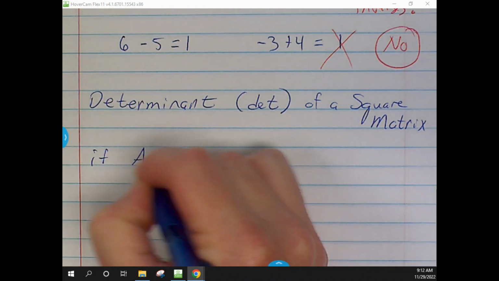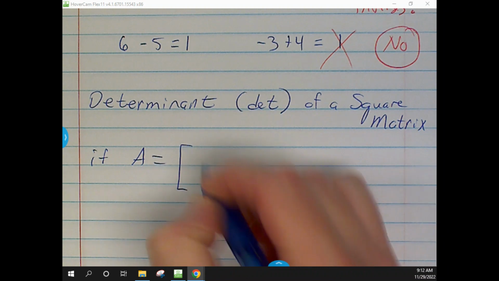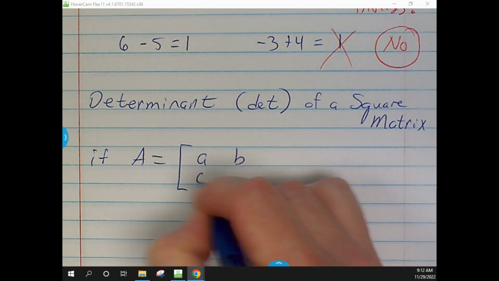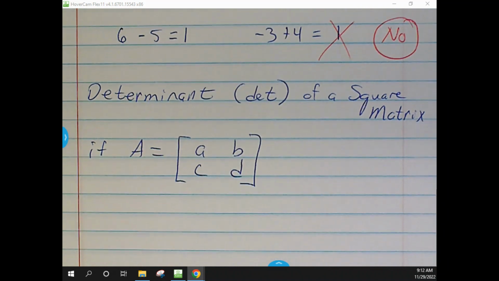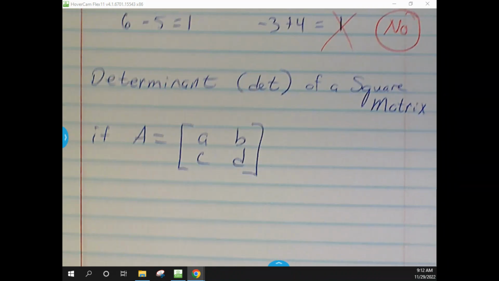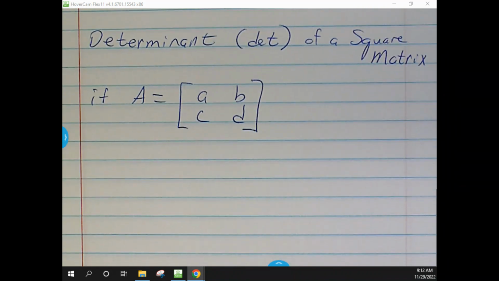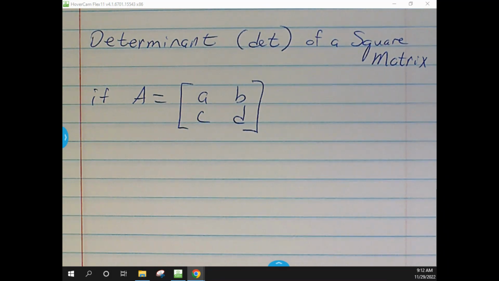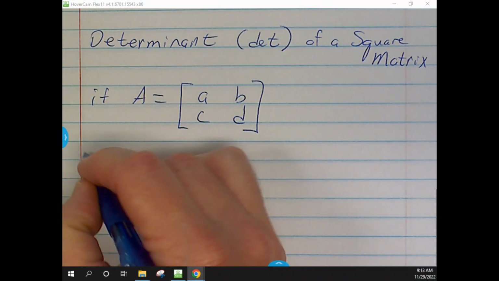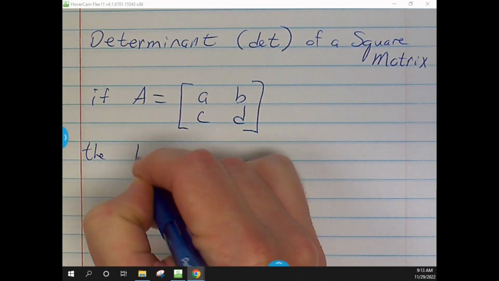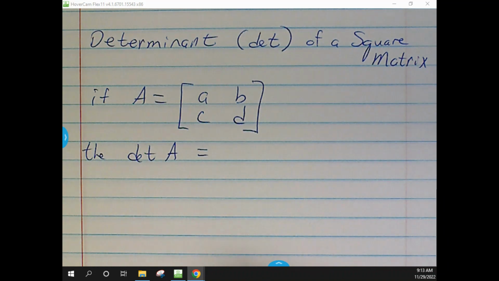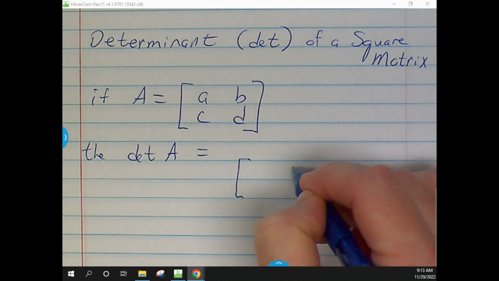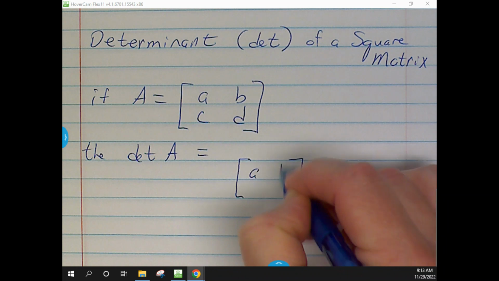So let's do it this way. Let's say you have matrix A, and if matrix A is a, b, c, d, then the determinant of A, and we're actually going to use the matrix itself, so we go back with a, b, c, d here.